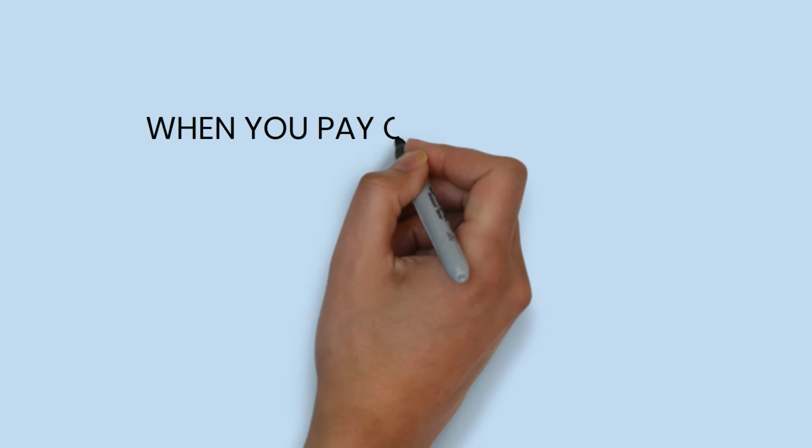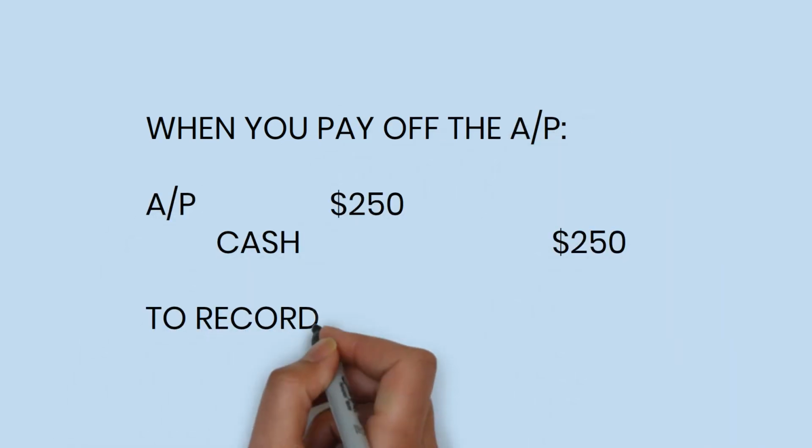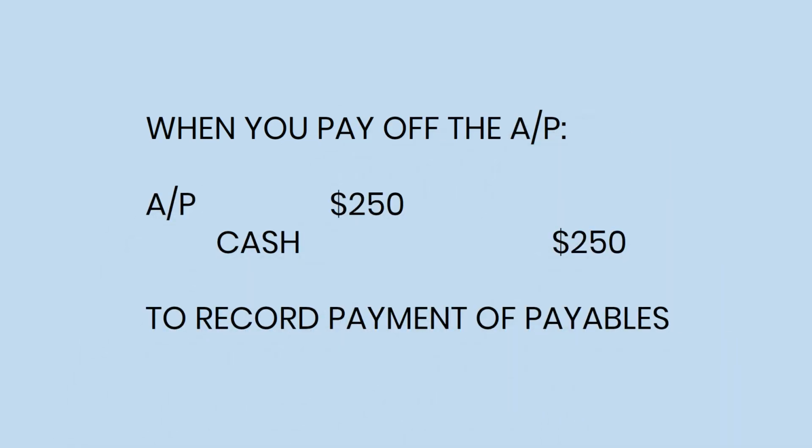When you actually have to pay the vendor the $250, you would debit accounts payable for $250. That is what you're spending money on, and you would credit cash. That is how you're paying the vendor.